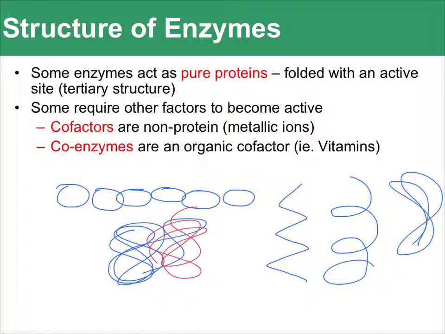Some require other factors to become active, so cofactors that are non-protein. So for example, metallic ions. Coenzymes are an organic cofactor. If something's organic, it must contain carbon and hydrogen. For example, vitamins.